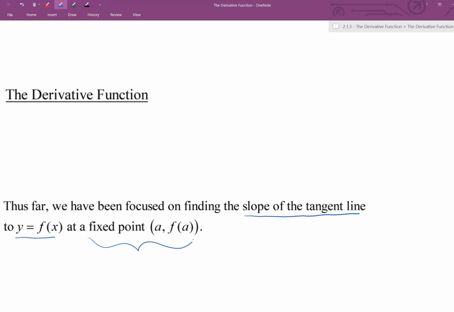However, in this video, hence the title, derivative function, we are going to look at an actual function that will give us the slope of the tangent line really anywhere, not just at some particular location, but at any location for which it's defined.